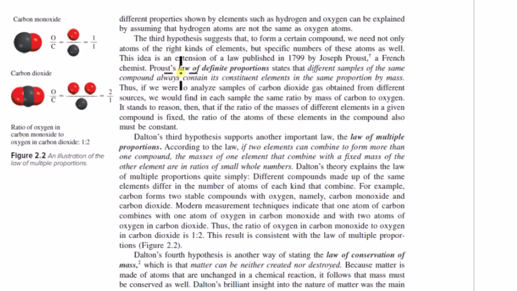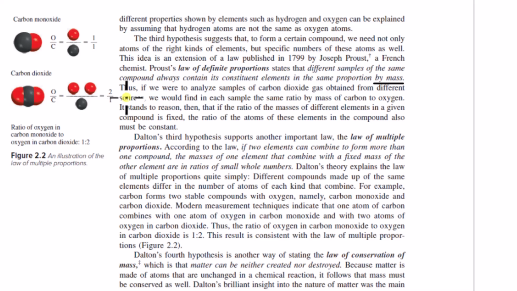So Proust's law of definite proportions, also known as the law of constant composition, states that different samples of the same compound always contain its constituent elements in the same proportion by mass. So yeah, notice it's by mass, right? They're analyzing these mass relationships in these chemical reactions. They don't know about the atom yet. They're just seeing what the masses are doing to create these different compounds.